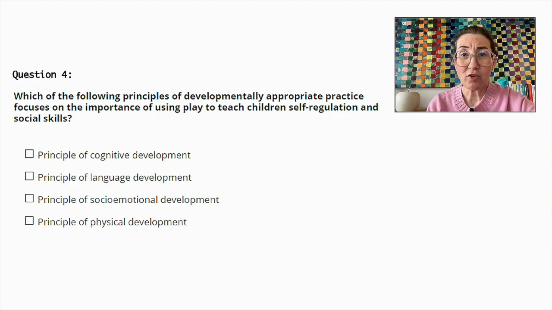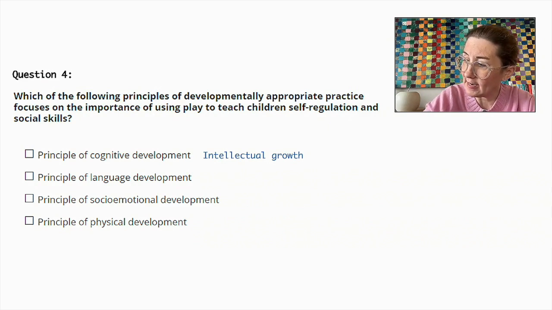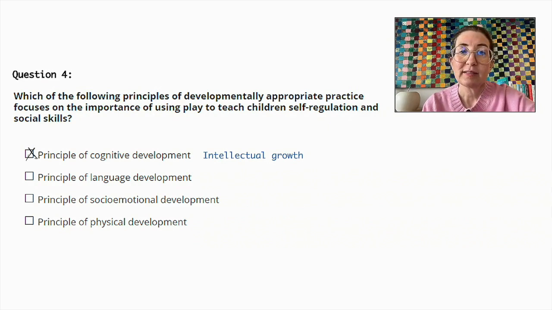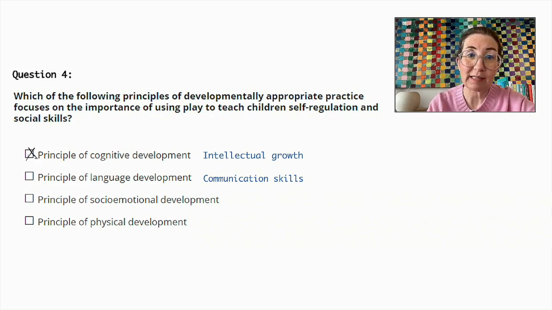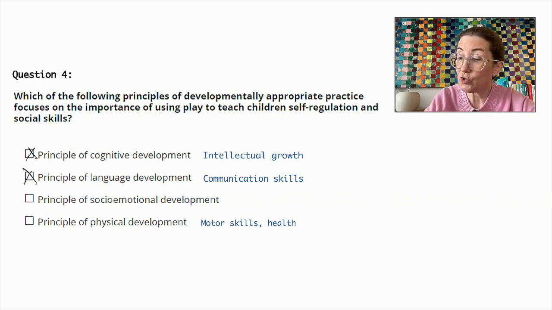The principle of cognitive development focuses on intellectual growth, not using play for social skills. So let's cross that out. Language development is about communication and not play for self-regulation. So let's also cross that out. Physical development covers motor skills and health, not socio-emotional growth. So we can also eliminate that.